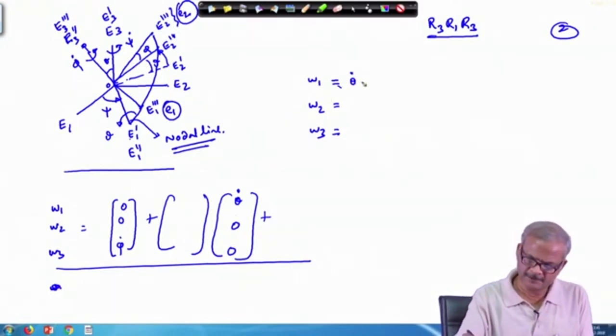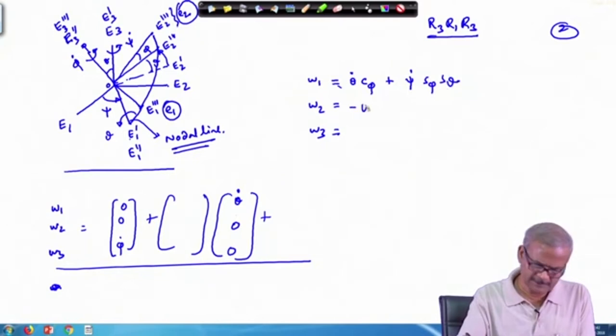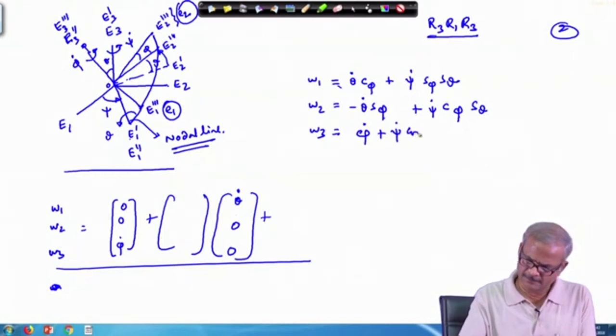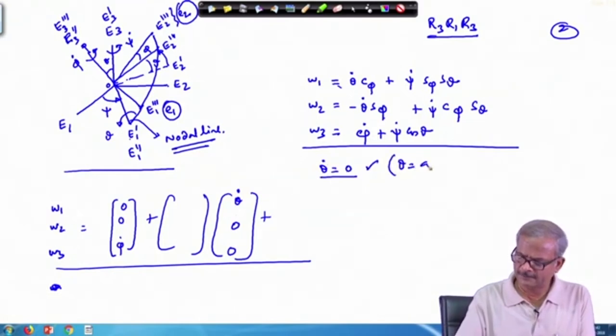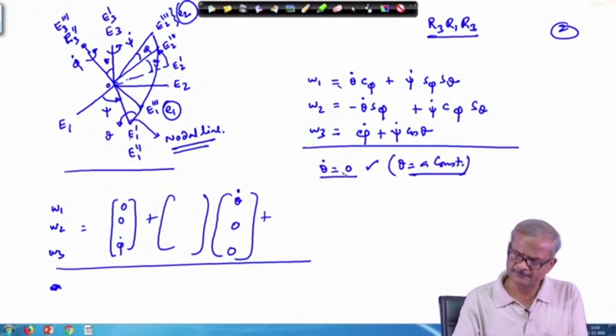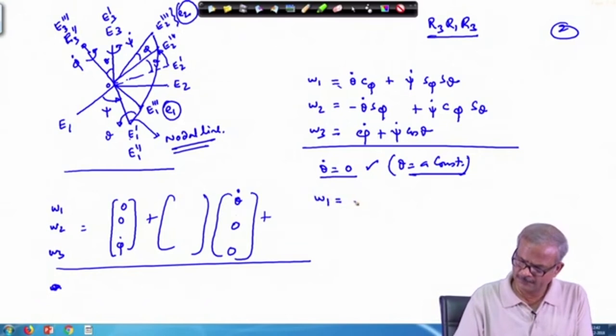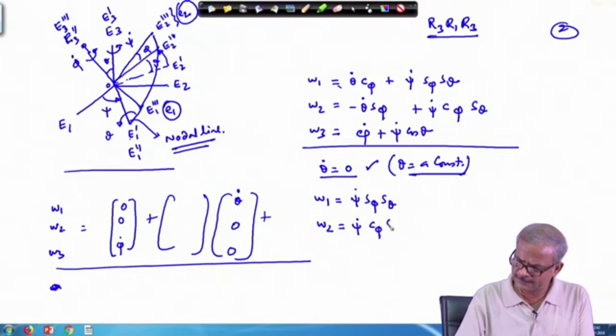So, omega 1 is theta dot c phi plus psi dot s phi s theta, omega 2 is minus theta dot s phi plus psi dot c phi s theta, and omega 3 we have written as phi dot plus psi dot cos theta. We know that theta dot equals 0 because theta is a constant. So, using this information, omega 1 gets reduced to psi dot s phi s theta. Omega 2 gets reduced to only psi dot c phi s theta, and omega 3 remains as it is, phi dot plus psi dot cos theta.